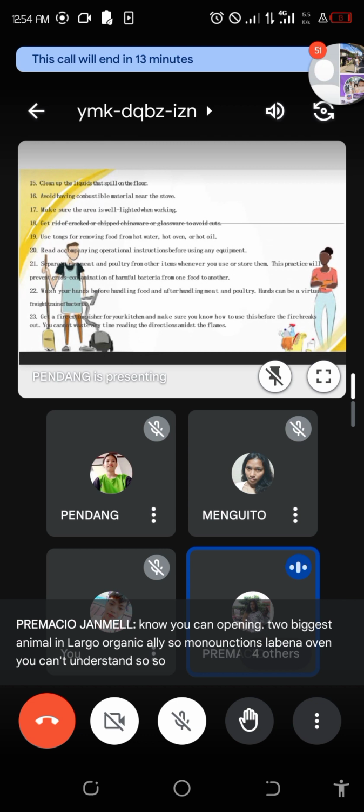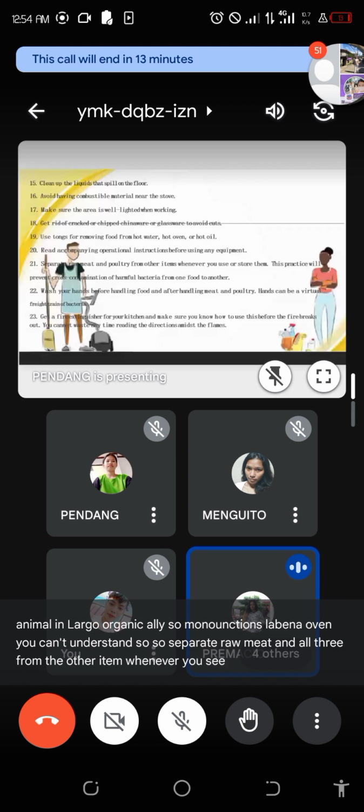So, separate raw meats and poultry from the other items whenever you store them.